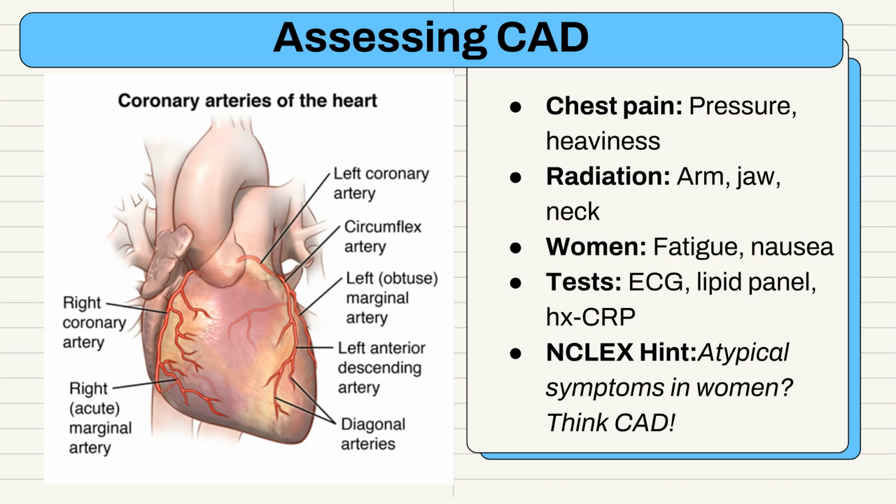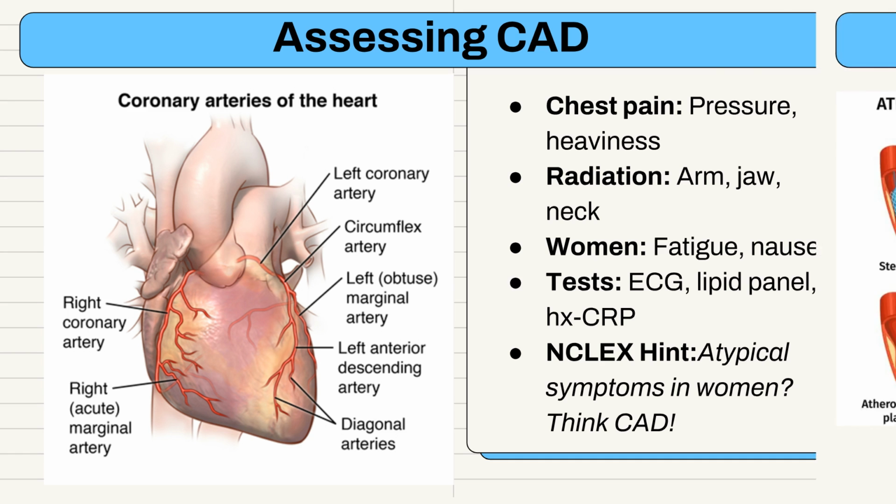Key to note for NCLEX: we assess vital signs, oxygen saturation, and order a 12-lead ECG to spot ischemia. Don't forget to check risk factors, modifiable ones like smoking, hypertension, or diabetes, and non-modifiable ones like age or family history. Lab tests: think fasting glucose, lipid panel, and high-sensitivity C-reactive protein to gauge inflammation.